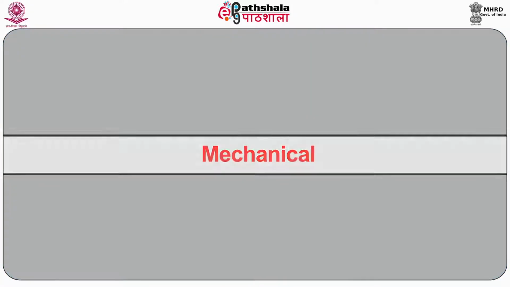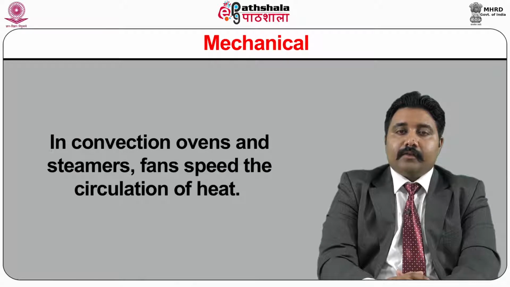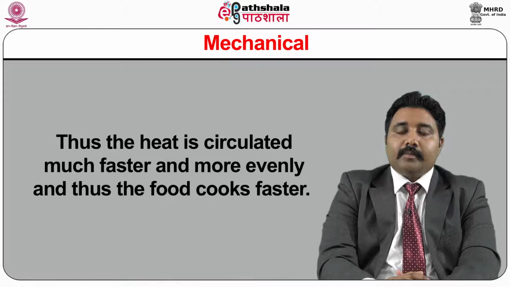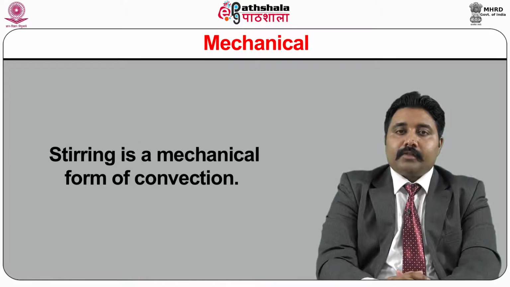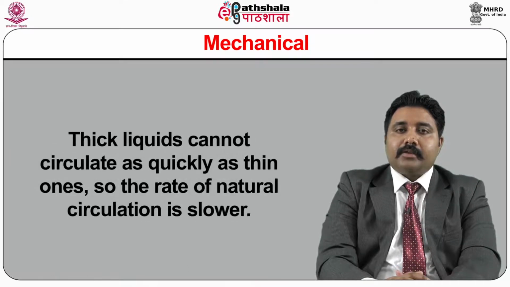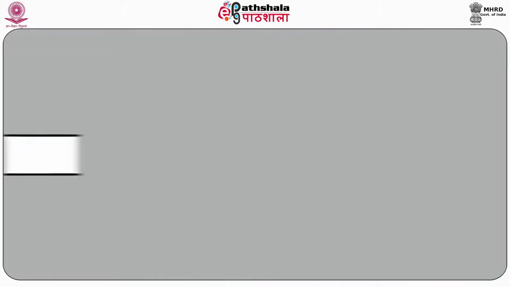Thus, in any oven, kettle of water, or deep fat fryer, there is a constant natural circulation that distributes the heat. Mechanical: in convection ovens and steamers, fans speed the circulation of heat, so the heat is circulated much faster and more evenly, and thus the food cooks faster. Stirring is a mechanical form of convection. Thick liquids cannot circulate as quickly as thin ones, so the rate of natural circulation is slower.